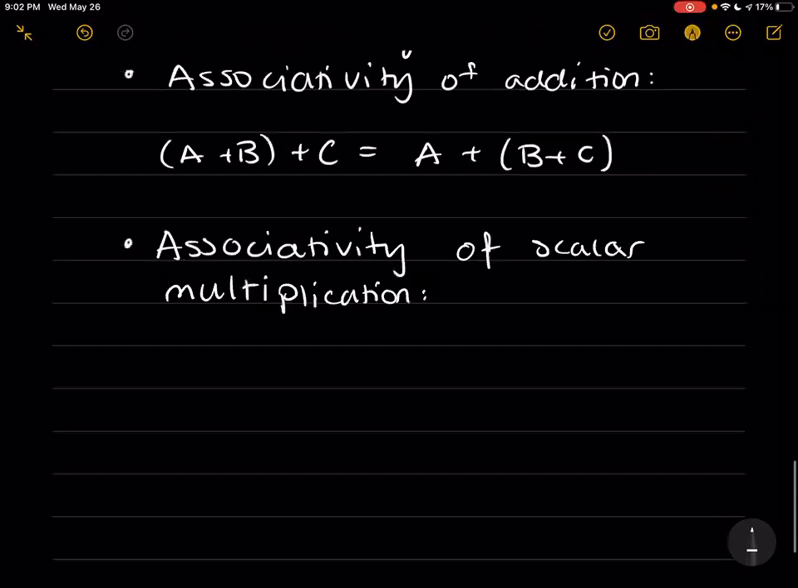So if we did C times D times A, so if we scaled A by D and then scaled it by C, that's exactly the same thing as doing C times D and then taking that and scaling A by that. And then lastly, we have the distributive properties.